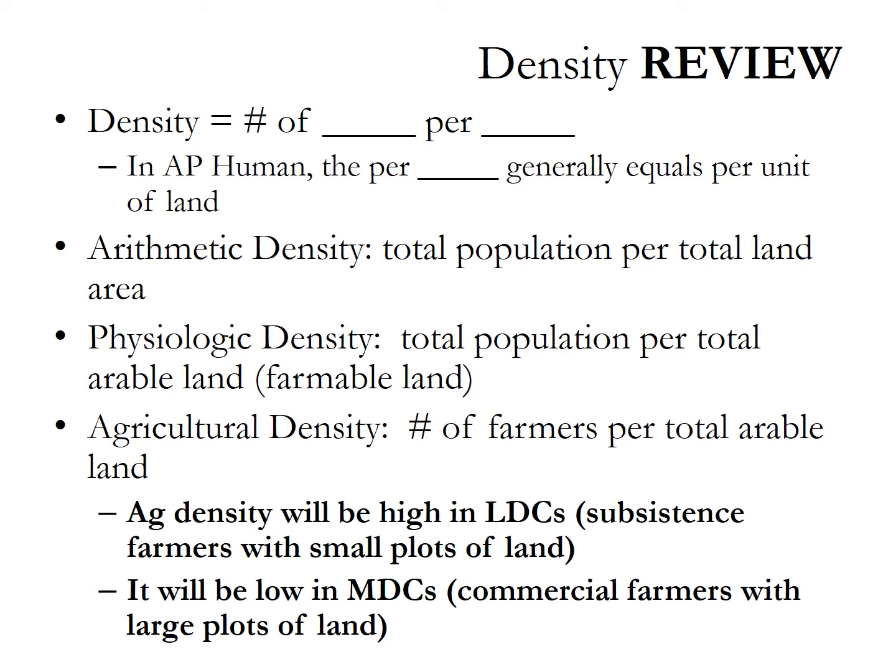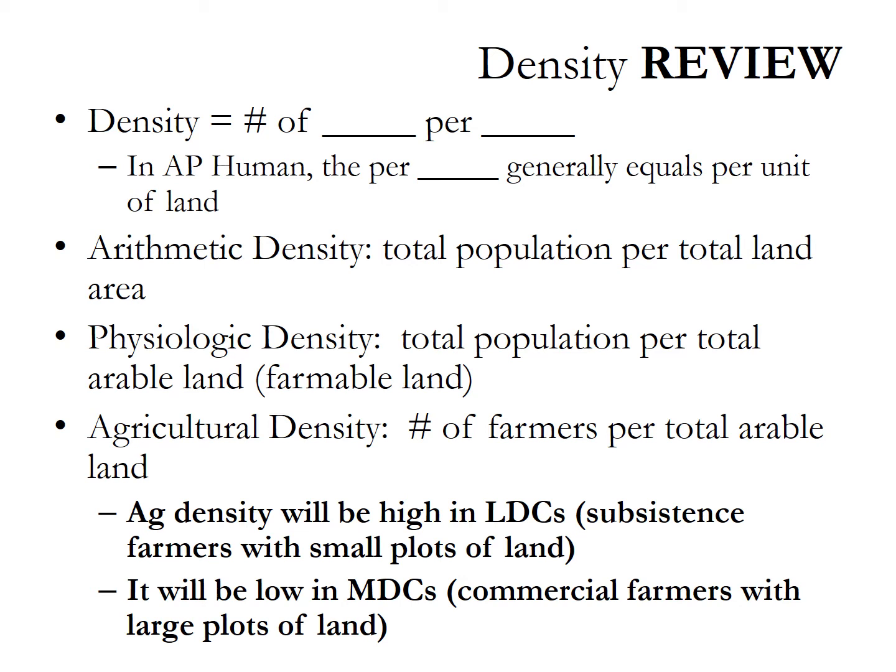Remember, density is the amount of people in a space, right? Now, it depends if we're measuring the people to total land, people to arable land, or farmers to arable land. And we know that these numbers give us an idea of if a country is developed or not, based off if their agricultural density is very high, a lot of people farming, they're subsistence farmers. If their agricultural density is very low, it's generally an MDC, and it's commercial farmers with huge plots of land, and it's generally a developed country, right?